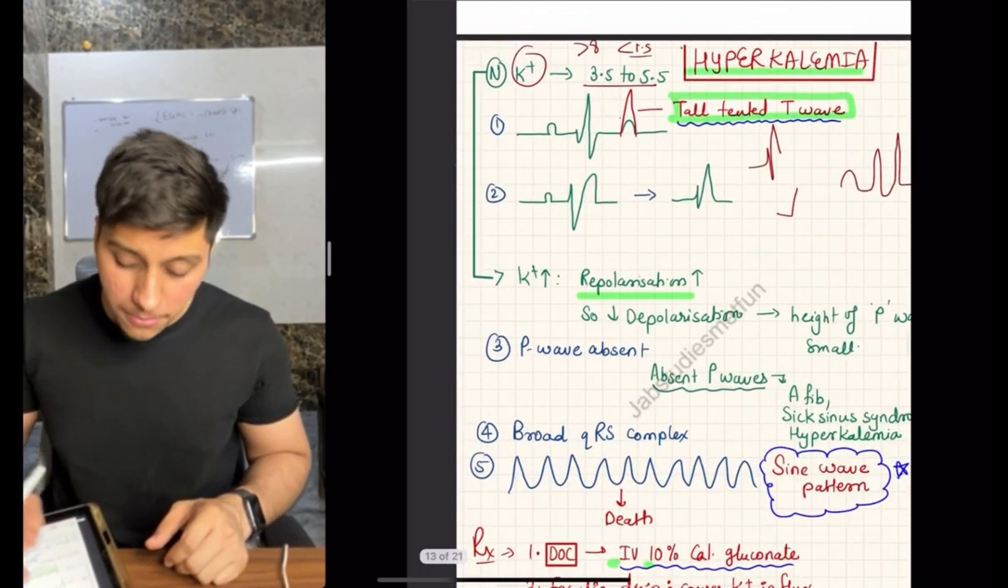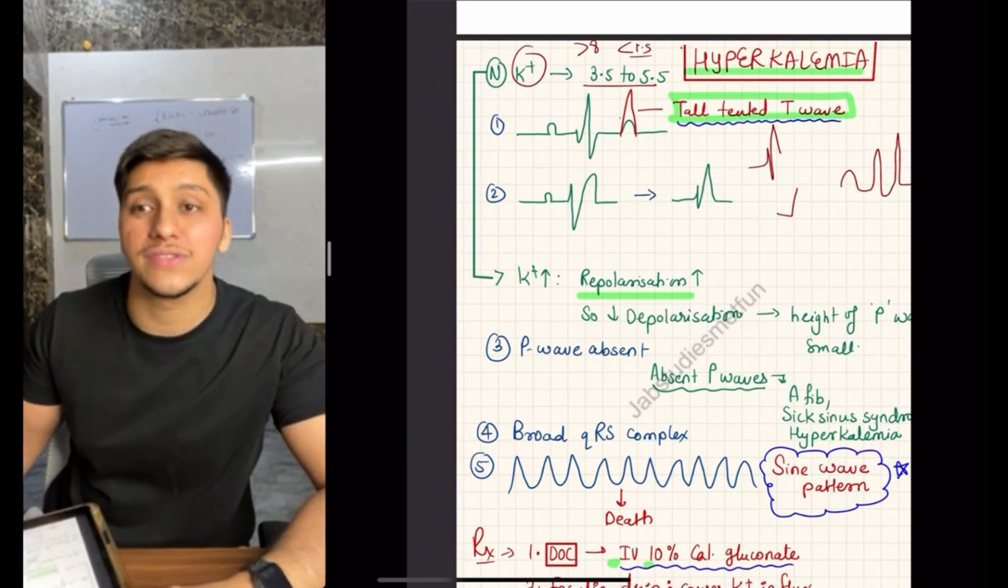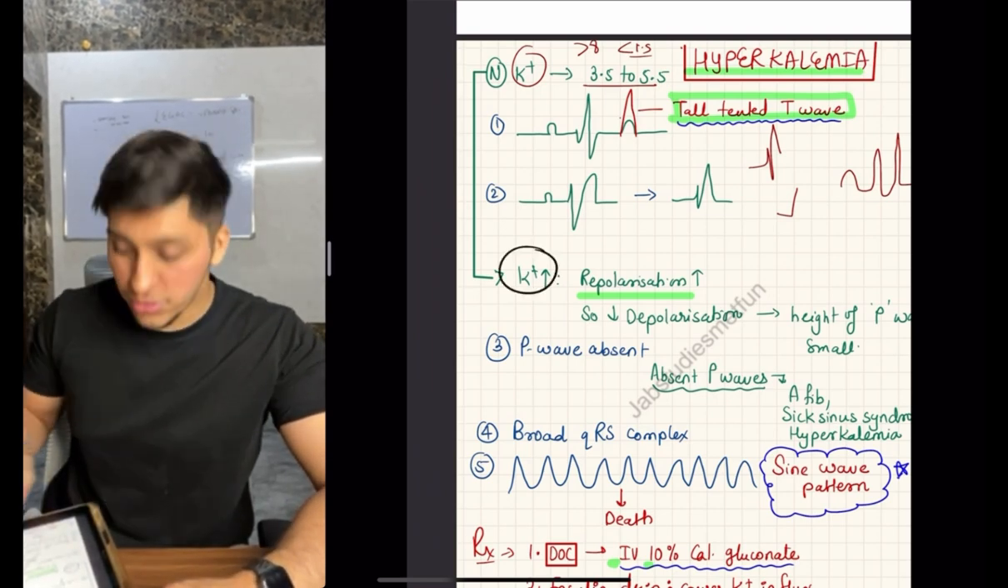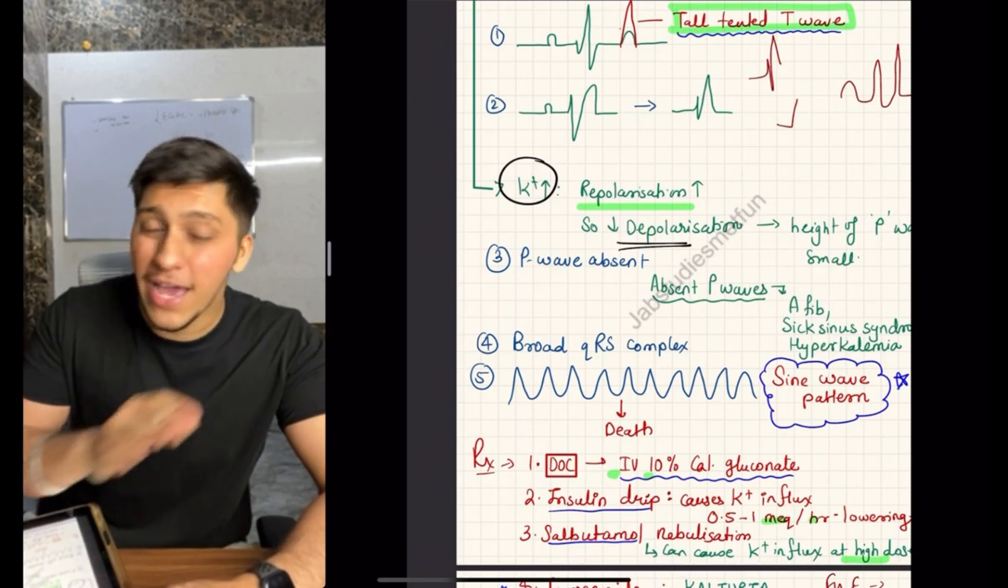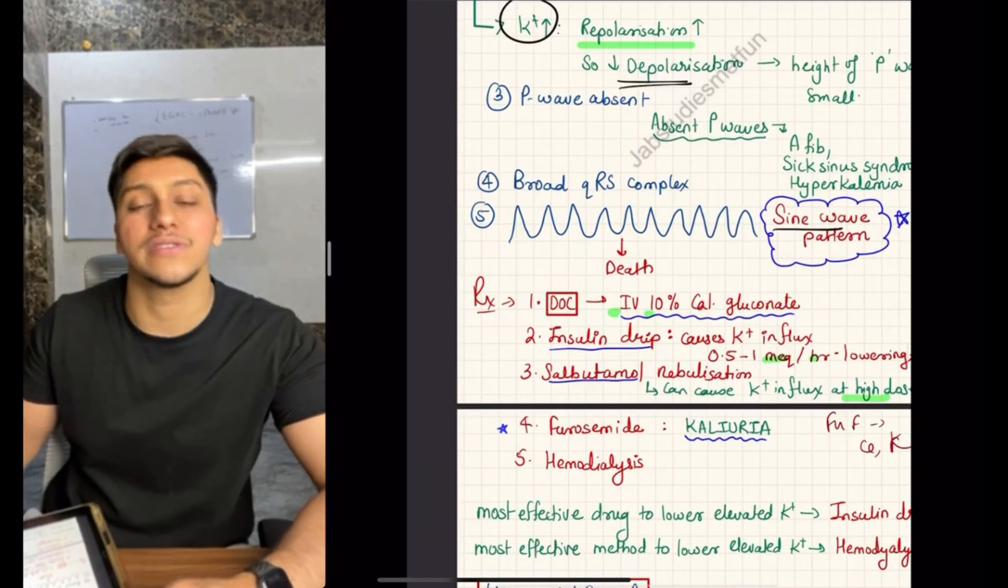So as I told you, normal levels are 3.5 to 5.5. Hyperkalemia has tall tented T waves. Furthermore, there will be a sine wave pattern. Potassium is repolarization, so all parts of depolarization are going to decrease. P wave is going to be absent. QRS is going to get broad, and the death is caused by a sine wave pattern.